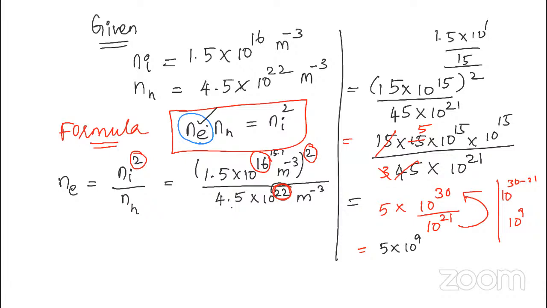Or meter cube. Here we have meter power minus 3 the whole square, and here 1 meter power minus 3. One time it should be cancelled. So the remaining value is 10 power of minus 3. So this is the answer. Which option does this answer match? It is option A. So option A is the right one.